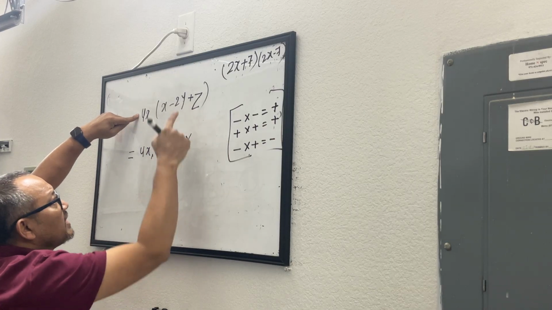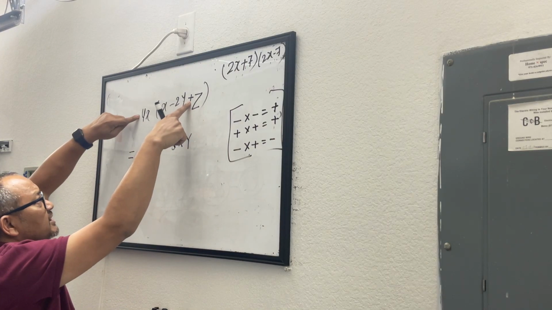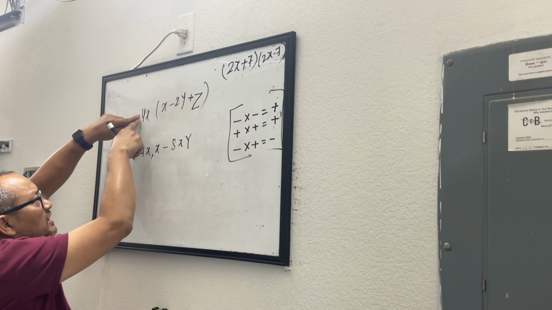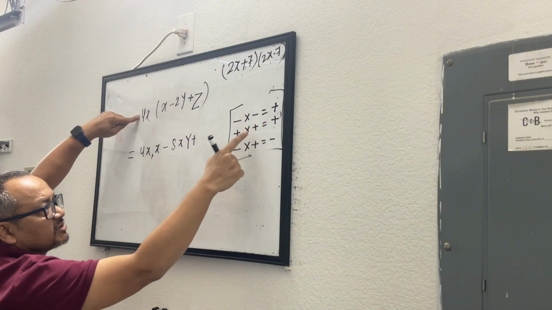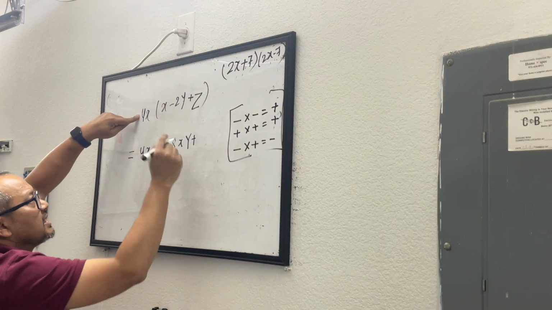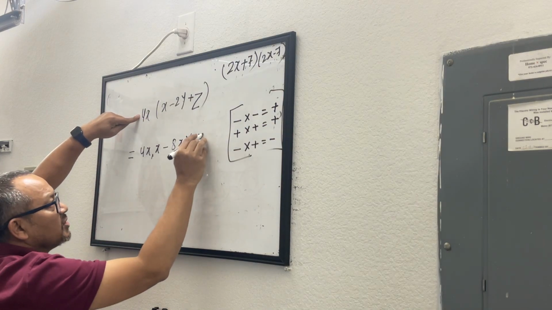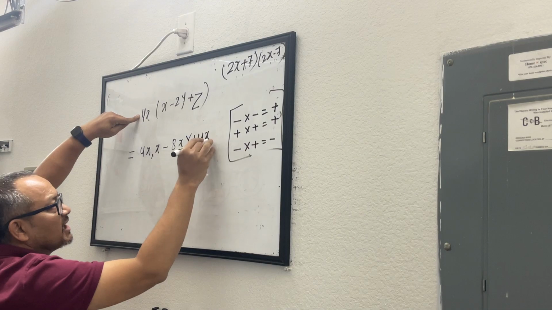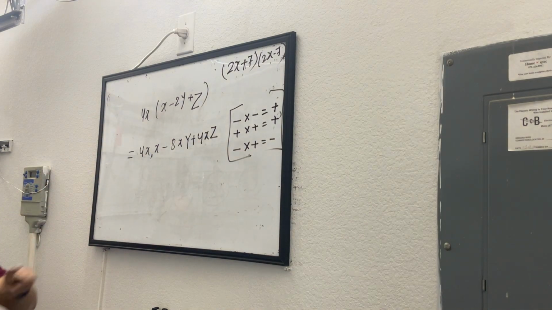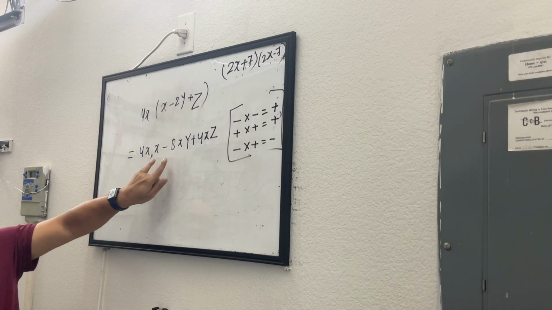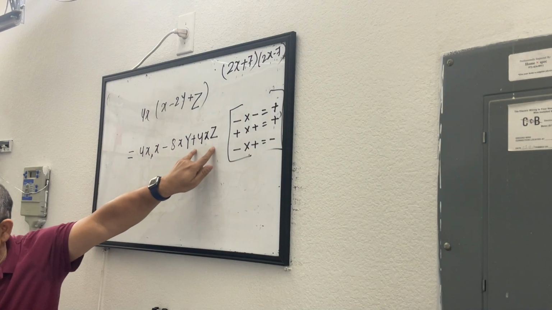So I have plus and nothing here. That means there is a plus. Both are same signs, it will go as a plus. Same sign goes as a plus. 4 is a number, x is an alphabet, z is an alphabet. Now you can say 4x into x minus 8xy plus 4xz.